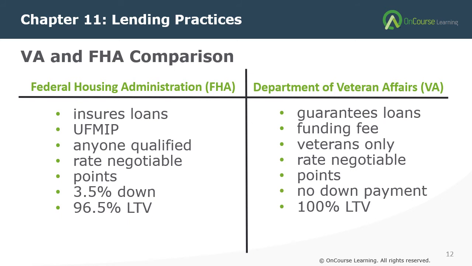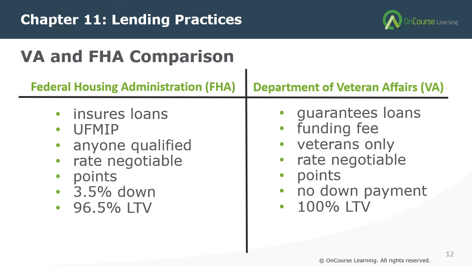For this insurance, FHA charges an upfront mortgage insurance premium. It's an annual premium as well as a one-time premium. Both are paid by the borrower. Anyone can qualify for an FHA loan. There is no income limit. But there are limits on the value of the properties which can be financed with an FHA loan. The rate between the borrower and the lender is negotiable.